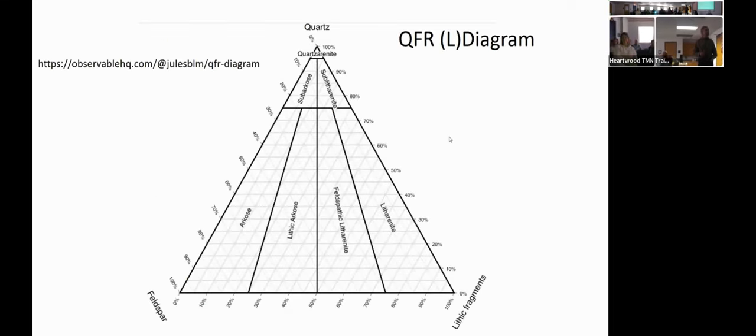Oh, look, a ternary diagram. So this is the one that's important because we're going to be looking at this kind of stuff tomorrow. So you've got the QFL or QFR diagram. And so you've got feldspars on one side, quartz on the other side, and lithic fragments. What is a lithic fragment? I got $100 in my pocket for anybody who tells me what a lithic fragment is, and it can't be bad. Yeah, so a lithic is a clast that's made up of other rocks.